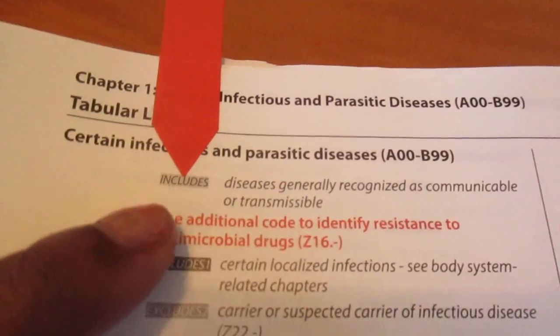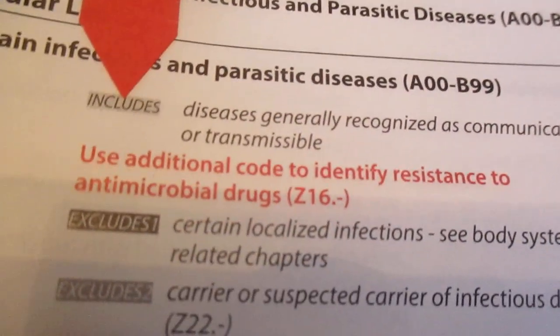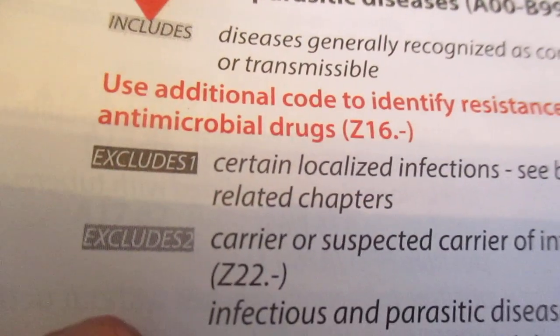So, for example, if I go to A00, let me find that one first. And I'm going to let you see the code book as I do these so that it makes sense to you as well. A00 through B99, those of you that have your code books. And those that don't, let me show you what I'm talking about. And we're going to look for an includes note. See how we have include, exclude, and exclude two. We're going to talk about all of those.